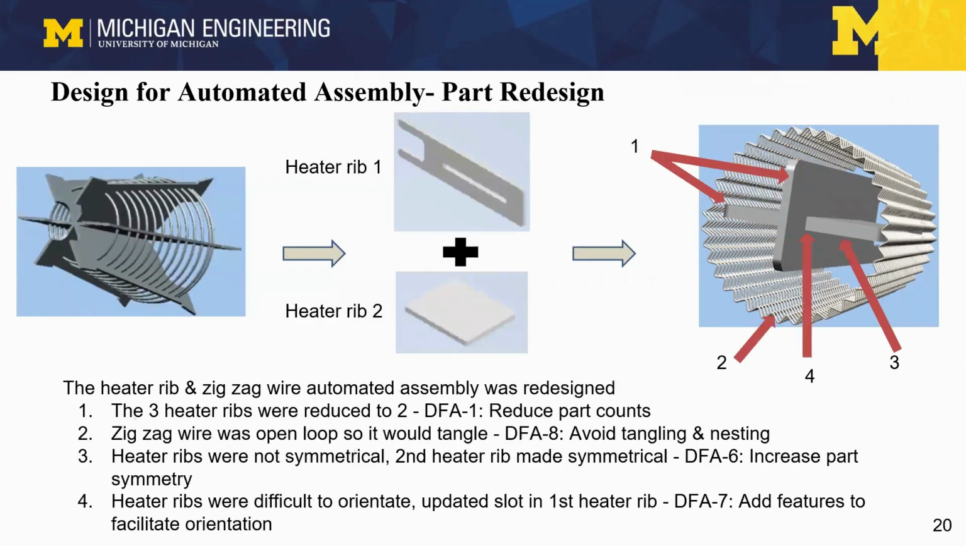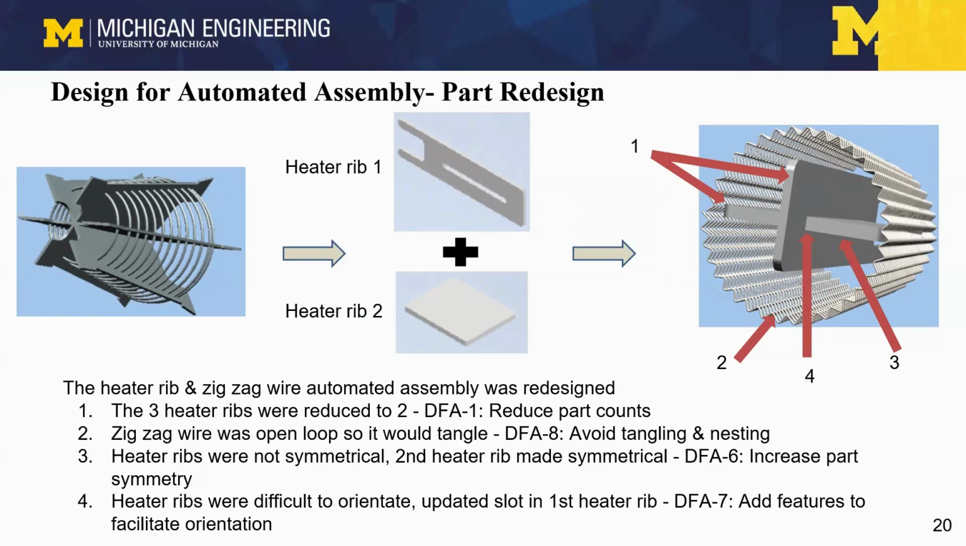The redesign reduced the 3 heater ribs to 2 based on DFA1, reduced part counts. The original zigzag wire was open loop so it would tangle. It was changed to a closed loop design based on DFA8, avoid tangling and nesting. The heater ribs were not symmetrical, so the second heater rib was made symmetrical based on DFA6, increased part symmetry.